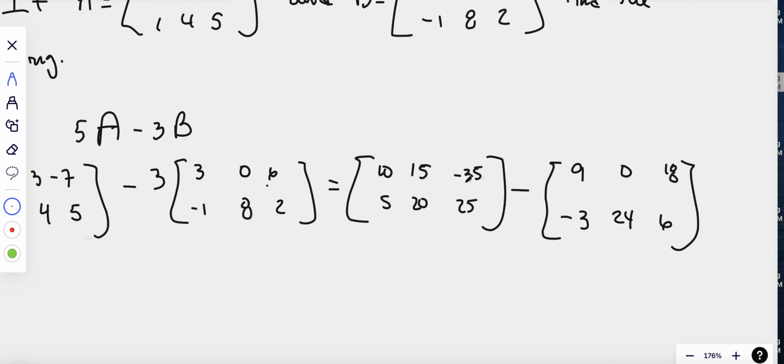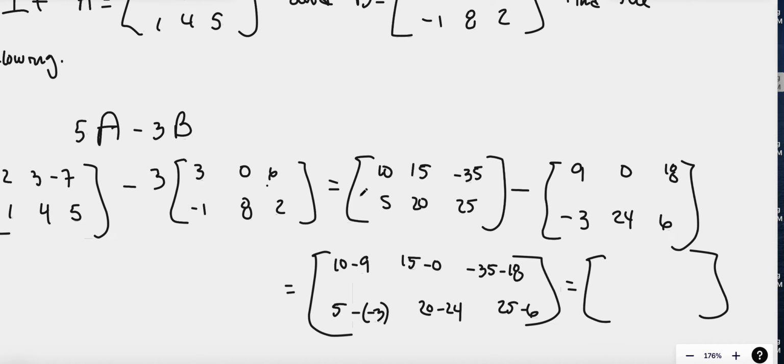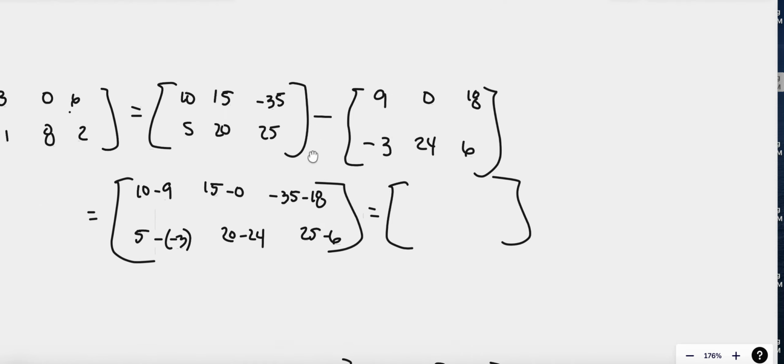Well, now the final thing that we have to do is subtract these values. We have this big subtraction. That will be 10 minus 9, 15 minus 0, -35 minus 18, 5 minus -3, 20 minus 24, and 25 minus 6. And that's going to give us our final answer. We just move a little bit more this way.